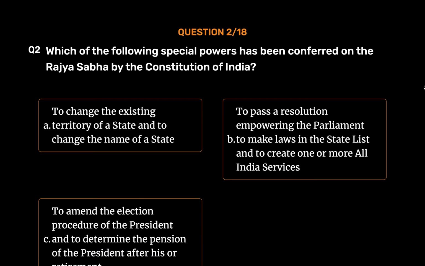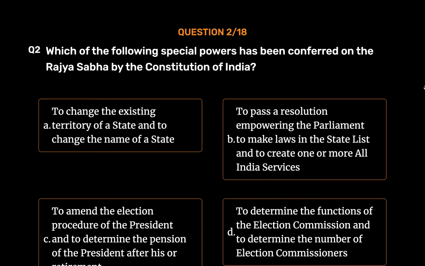Option C. To amend the election procedure of the President and to determine the pension of the President after his or her retirement. Option D. To determine the functions of the Election Commission and to determine the number of election commissioners.